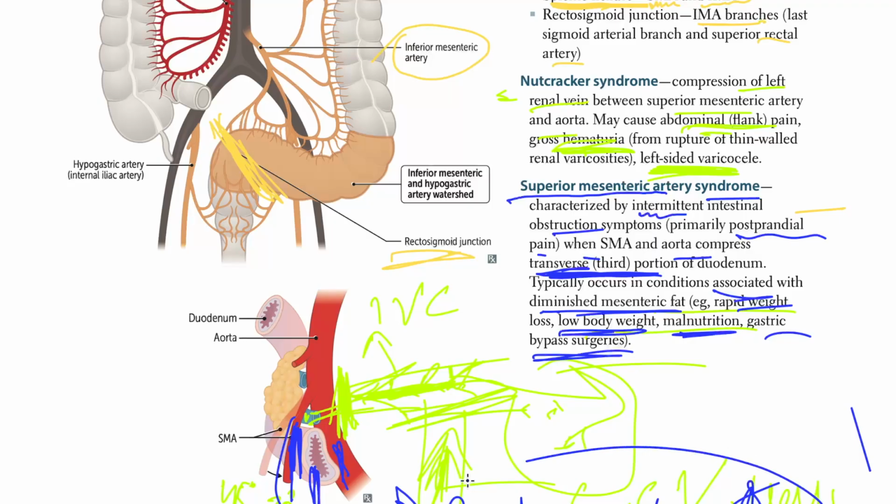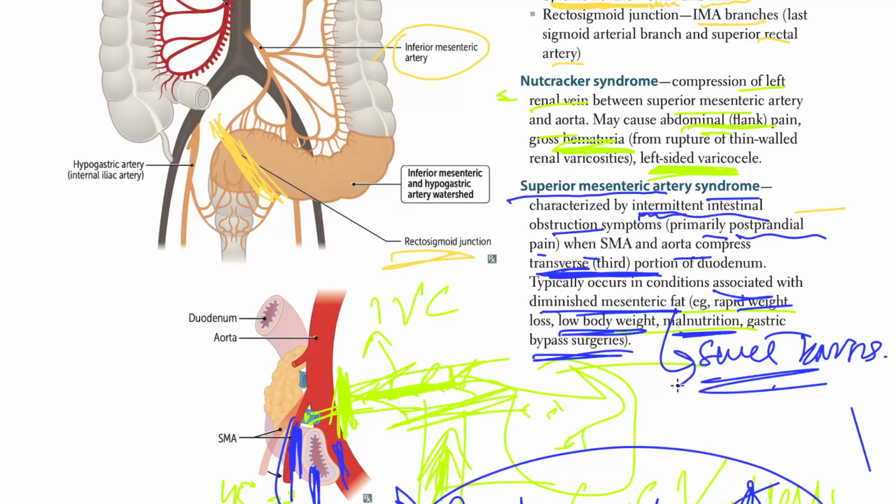When you obstruct the third part of the duodenum, you are going to get intermittent intestinal obstruction symptoms, primarily postprandial pain. As soon as you eat the food, that food is obstructed. Guess what? You're going to have pain now. And one more thing here, you can also mention severe burns. Also lordosis, surgery for scoliosis, the back problems and all that. But this is just to keep in mind. That's all for the SMA syndrome.